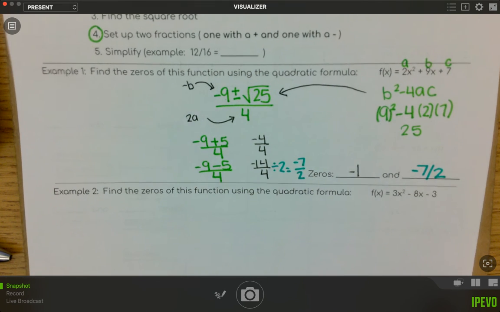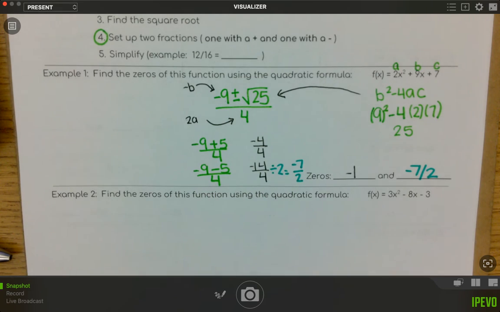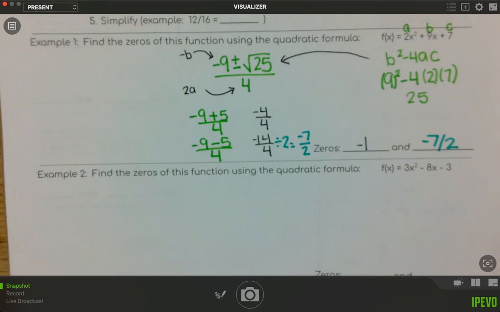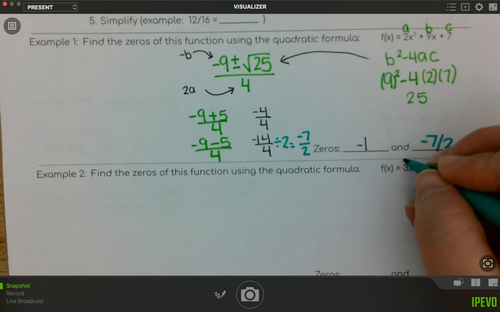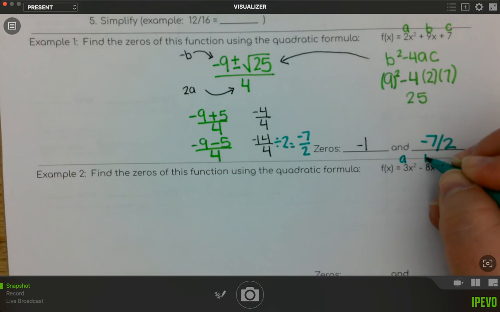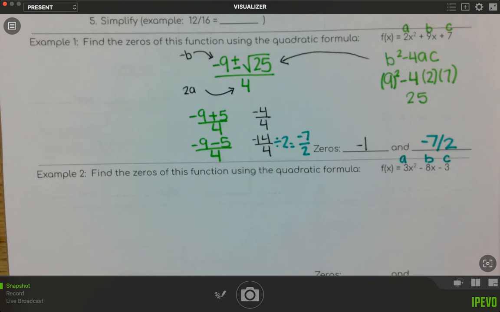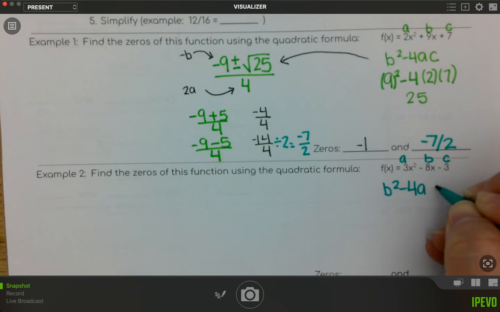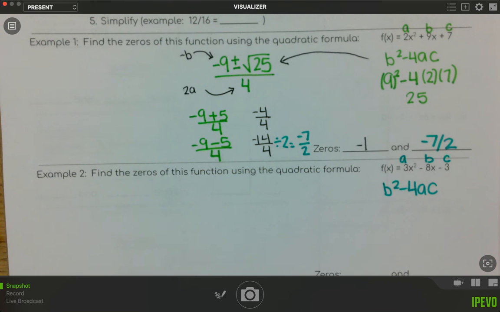Okay? Go ahead and pause the video if you need to review any of this before we move on to the next one. And I typically find that the second example really helps because then you get 2 examples of it. So the first thing I'm going to do is decide that a is 3, b is negative 8, and c is negative 3.